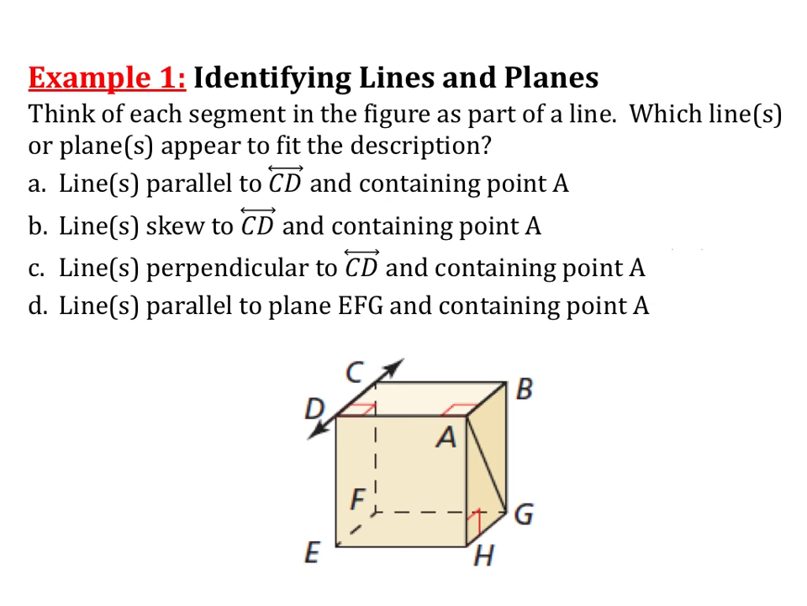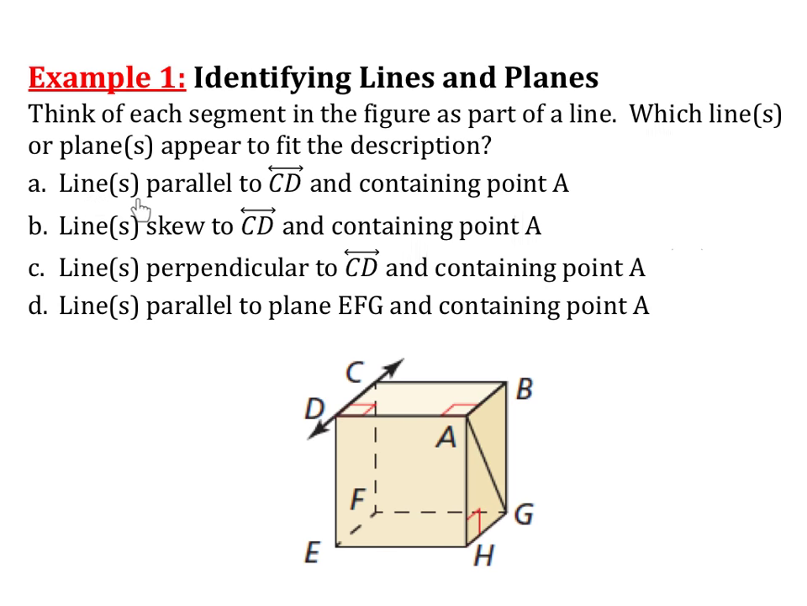All right, so let's practice our understanding of parallel, skew, and perpendicular with example 1. It says identifying lines and planes. So think of each segment in the figure as part of a line. So here's our figure. Every edge, which is our segments, think of them as lines, similar to what is sketched for line CD or edge CD. So our question is, which line or lines, plane or planes, if there's more than one, appear to fit the description? Here's our first description.